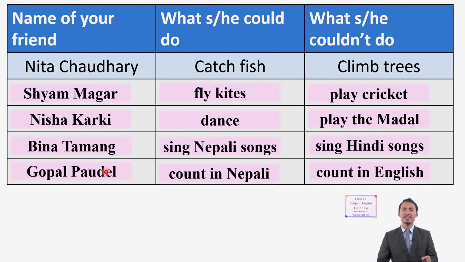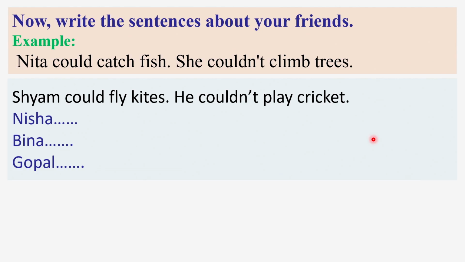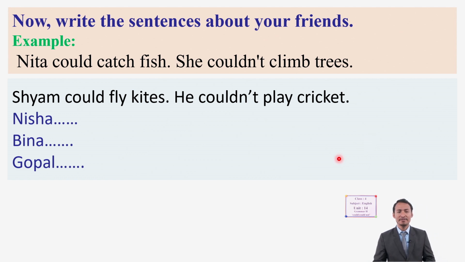You can ask about their abilities and list the words like this in this column, and their inabilities. If they couldn't do, then list the activities here. Okay, students, so this is how we can do these activities. Okay, now let's look at the following exercise of this exercise C here. Now you are going to write about this table. So how can you write? You can say like, Nita could catch fish, she couldn't climb trees.